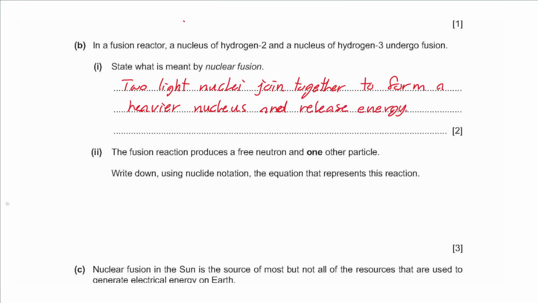Part I says the fusion reaction produces a free neutron and one other particle. Write down using nuclide notation the equation that represents this reaction. So we have hydrogen 2 here, 2 and 1, and the hydrogen 3, 3 and 1. That gives a neutron, which is 1 and 0. You must memorize that. And another particle, which balances the equation.